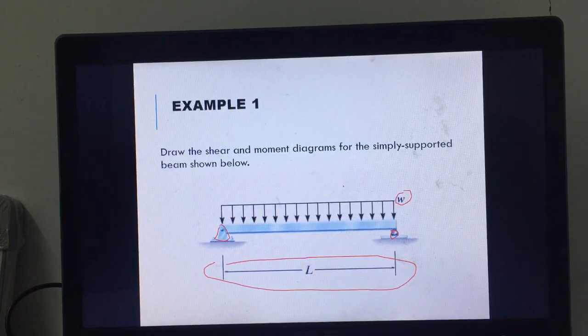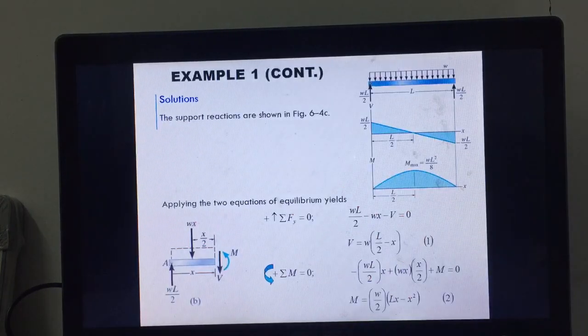So how do we do that? It's very simple. Remember the steps. The first one, you have to remove the constraints here and replace them with the reactions: WL/2 going up, and WL/2 going up at the end. This you have to do in statics. We have learned this in statics. You should have learned this in statics.